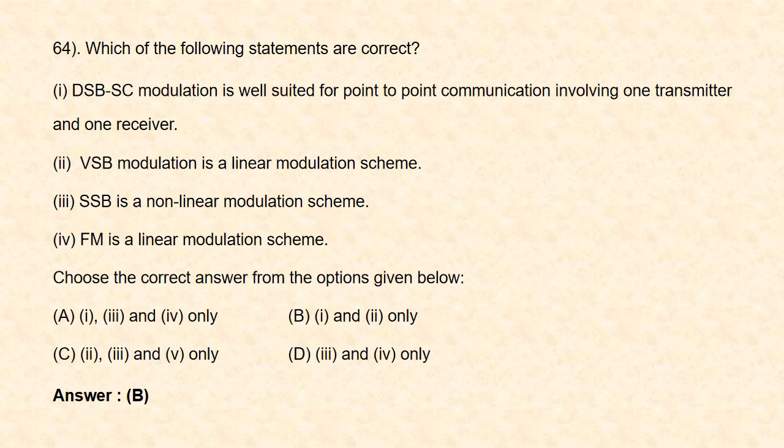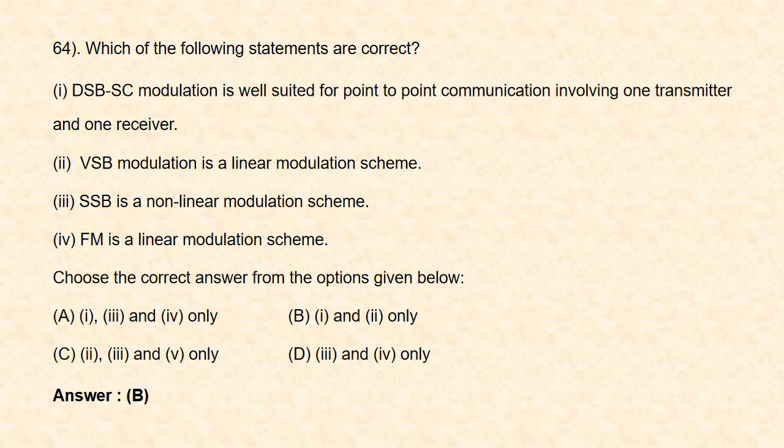Next question. Which of the following statements are correct? First one, DSB-DS, that is double sideband suppressed carrier modulation, is well suited for point-to-point communication involving one transmitter and one receiver. This statement is correct. Next statement, vestigial sideband modulation, VSB modulation, is a linear modulation scheme. This statement is also correct.